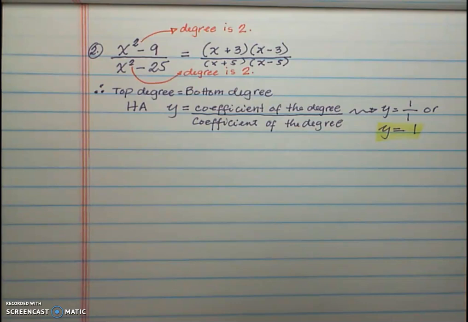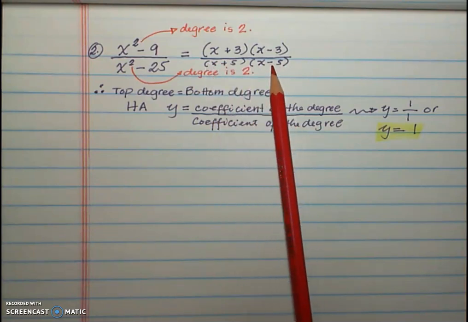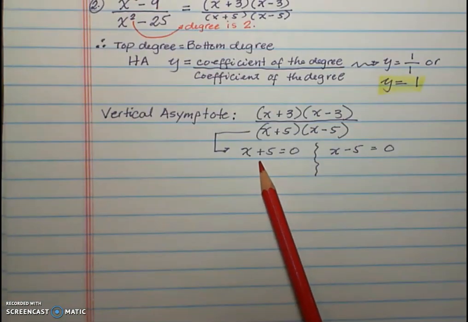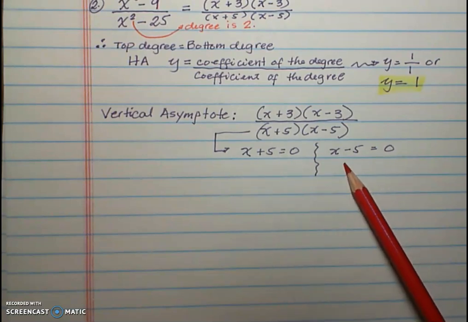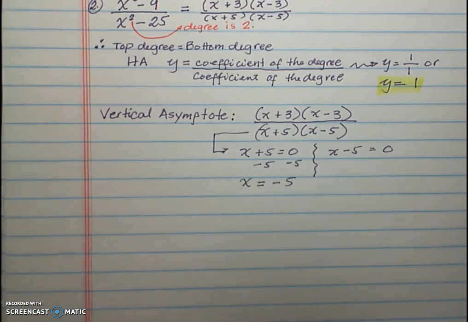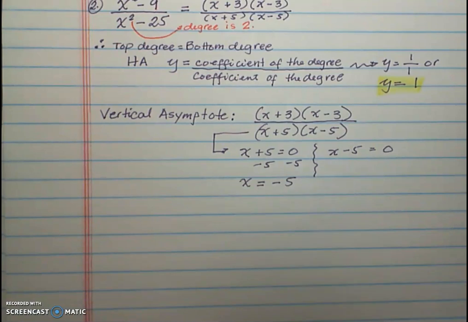I don't see anything that I can cancel out in the numerator and in the denominator. And so we are going to just solve for the x that will make the denominator 0. Here we're going to subtract 5 on both sides to isolate the x. And on this one, we're going to add 5 on both sides to isolate the x. So in this particular example, you have two vertical asymptotes.